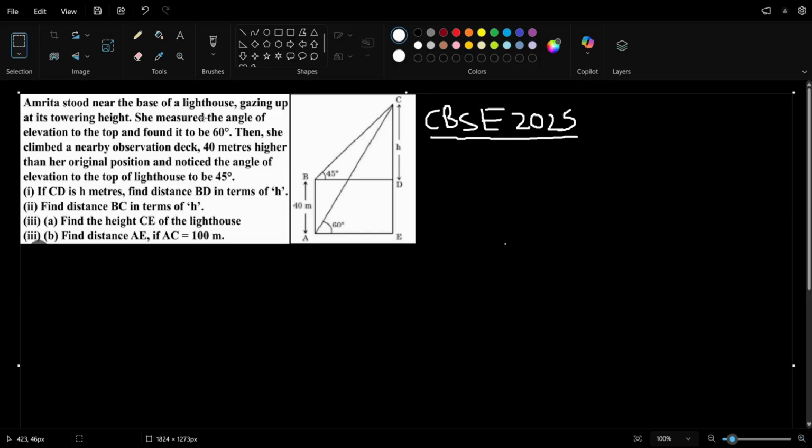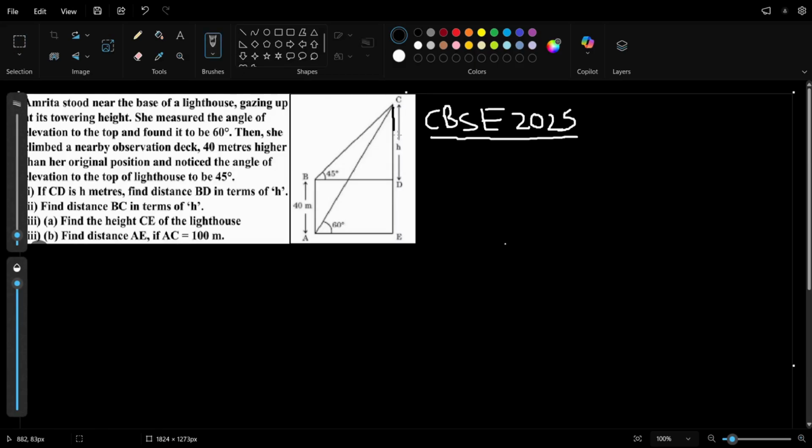at its tower height. She measured the angle of elevation to the top and found it to be 60 degrees. So we have the lighthouse over here, and from the bottom, the angle of elevation is 60 degrees. This is a case study question. The figure is already given.